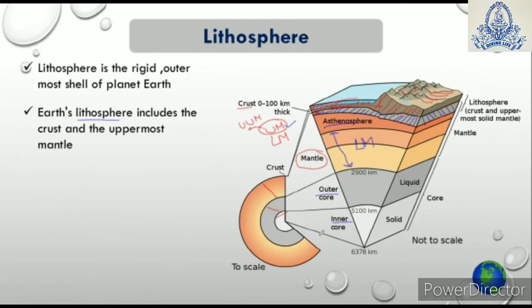This is how the upper mantle and crust together form lithosphere. Below the lithosphere comes your asthenosphere, which is also part of upper mantle, and then comes your lower mantle, then the outer core and then the inner core. This is how the earth has been layered beneath the earth's surface.